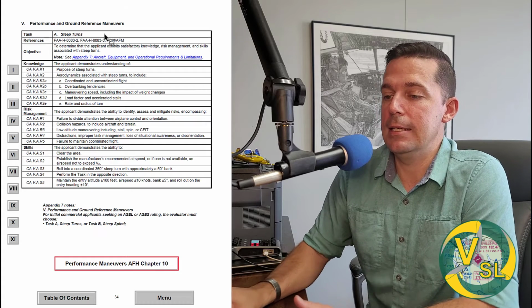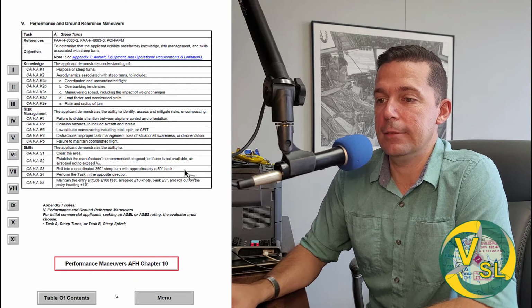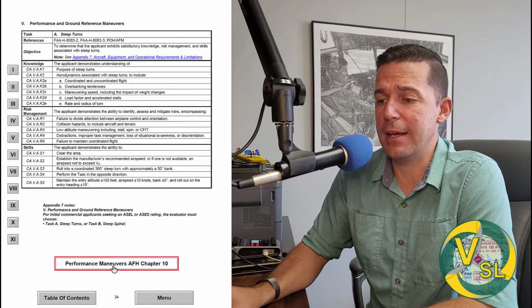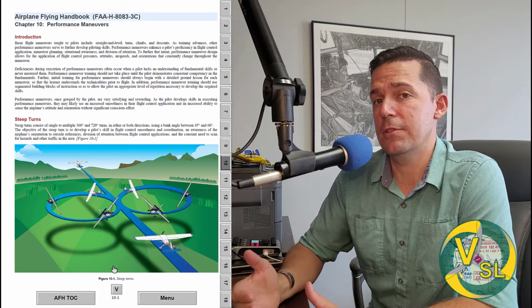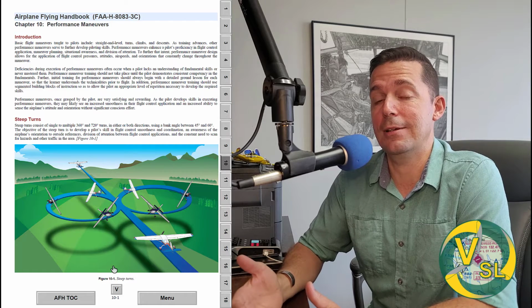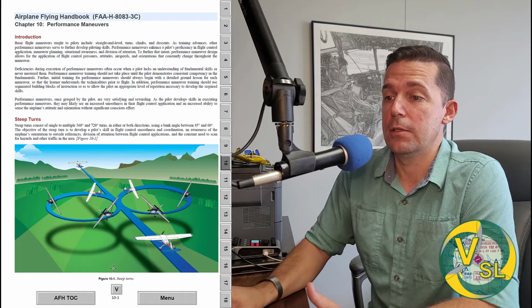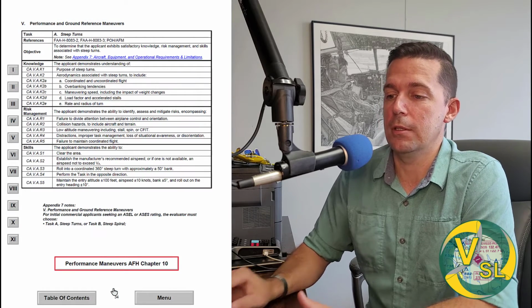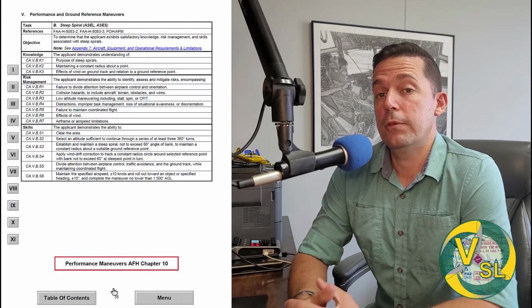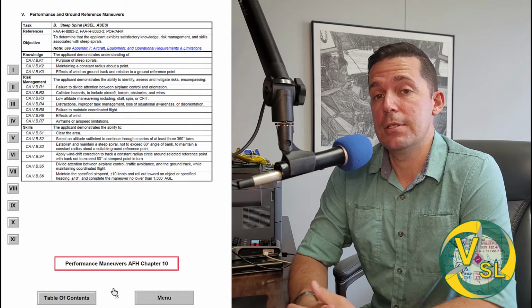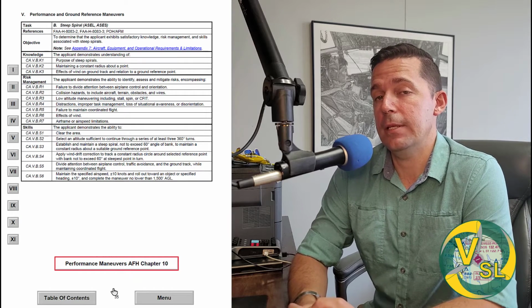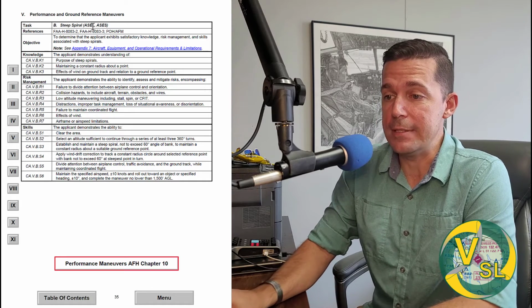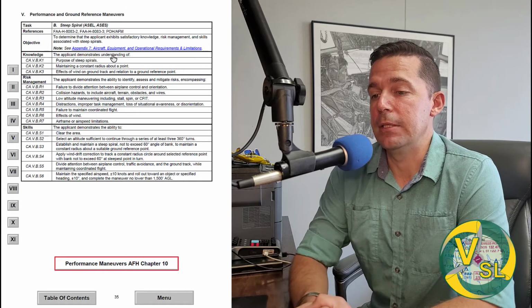Now, in my handy-dandy hyperlinked ACS document here, I actually have a reference back to Chapter 10, which covers all our performance maneuvers. The first one it talks about is steep turns. So that's the Airplane Flying Handbook, Chapter 10, where you'll find performance maneuvers. All right, moving right along, we have Task B, which is the steep spiral. This is for airplane single-engine land and single-engine sea only. You can see that because it's in the parentheses there for Task B.